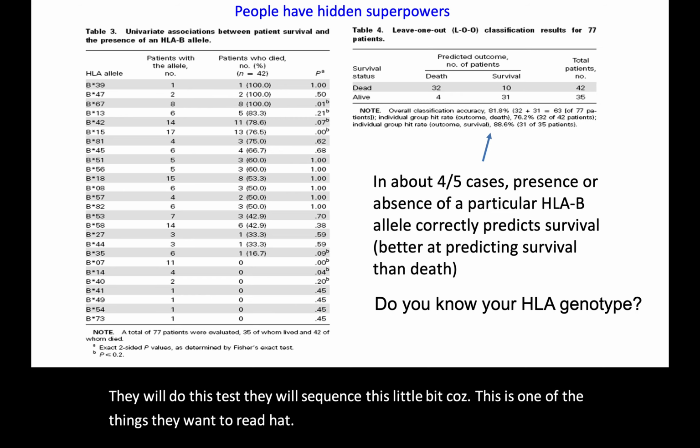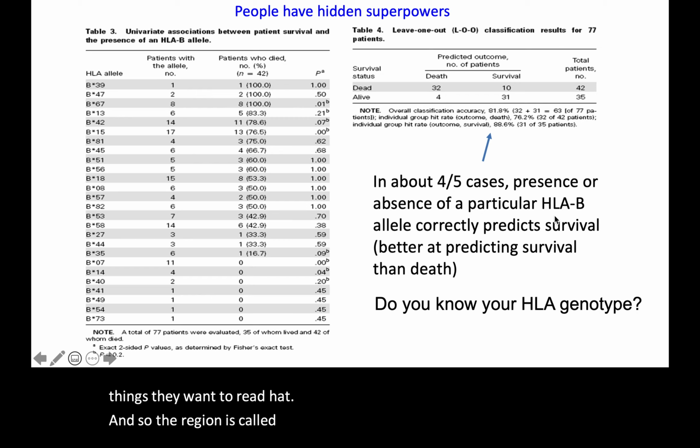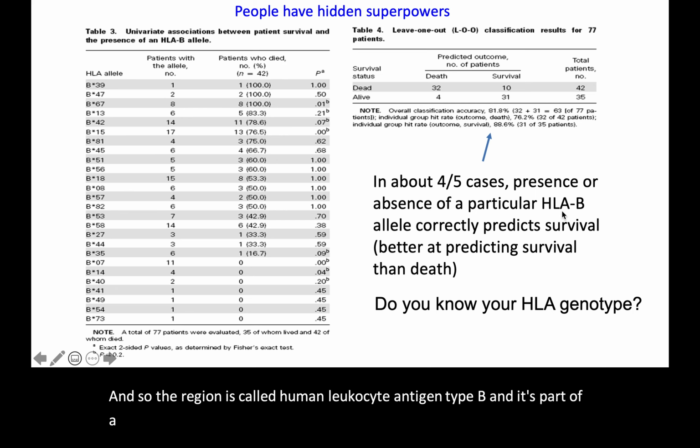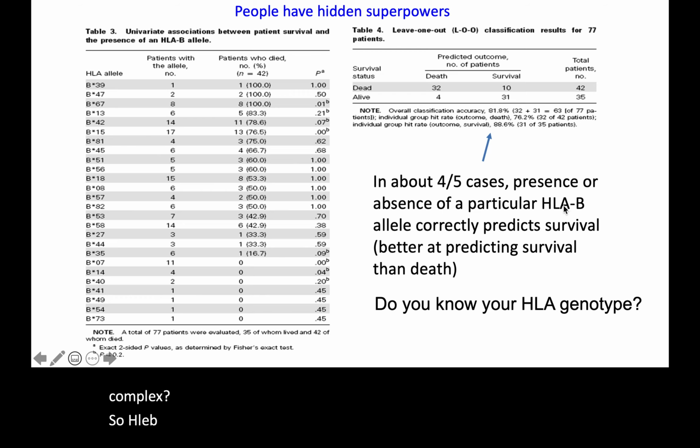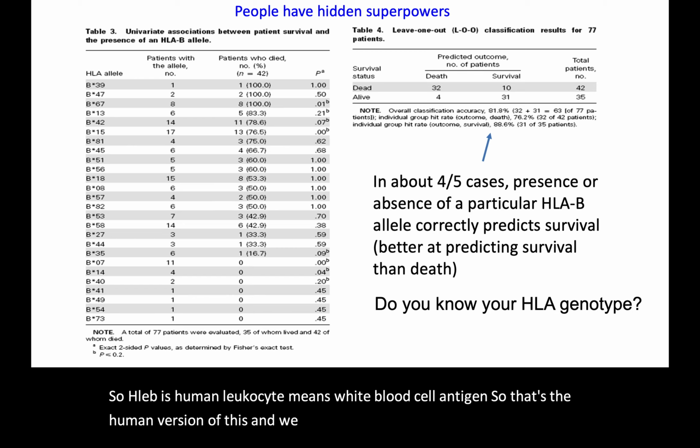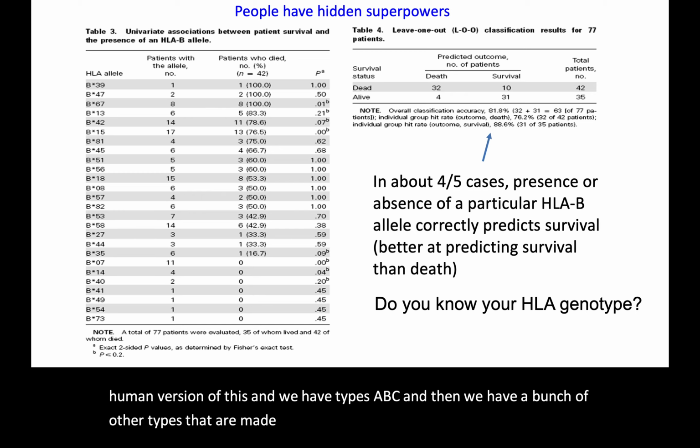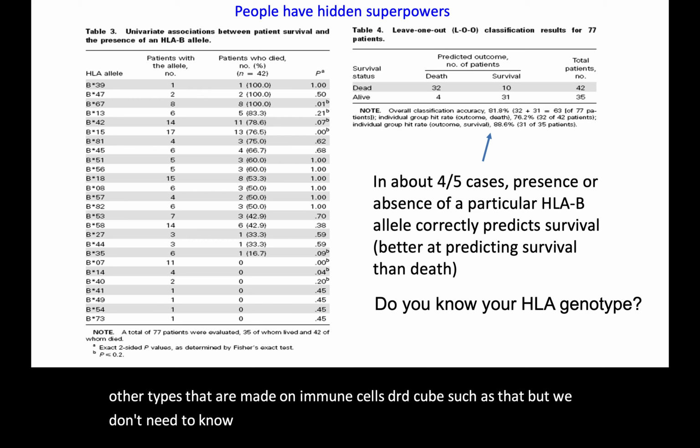And so the region is called human leukocyte antigen type B. And it's part of a more general group of proteins called the major histocompatibility complex. So HLA-B is human leukocyte antigen. Leukocyte means white blood cell. So that's like the human version of this. And we have types A, B, C, and then we have a bunch of other types that are made on immune cells. DR, DQ, such as that. But we don't need to know those. You can learn those in immunology class.